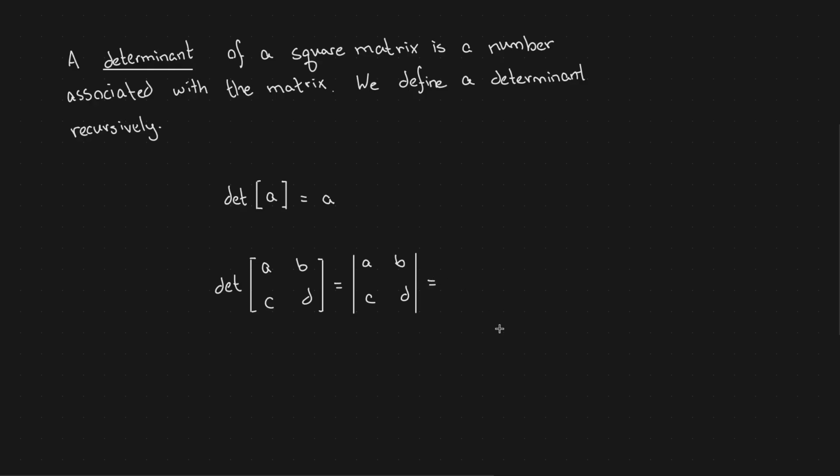But the idea is if we expand along the first row, you're going to take each element in the first row, imagine canceling out the rest of the row and column, and you're going to multiply this element by the determinant of what's left. So A times the determinant of D, and then do it for the next element in the first row. So B times the determinant of what's left, which in this case is just C.